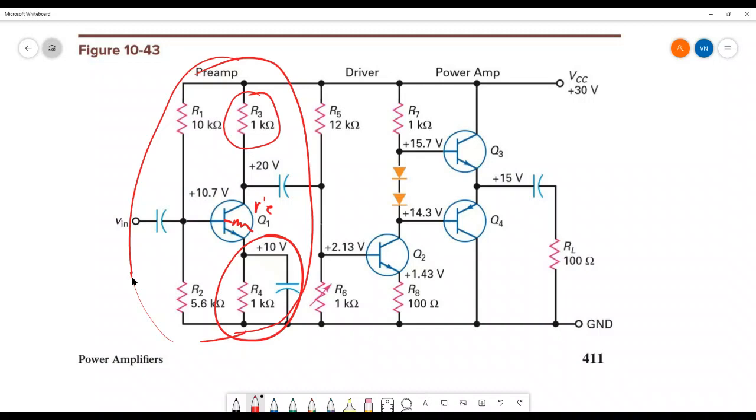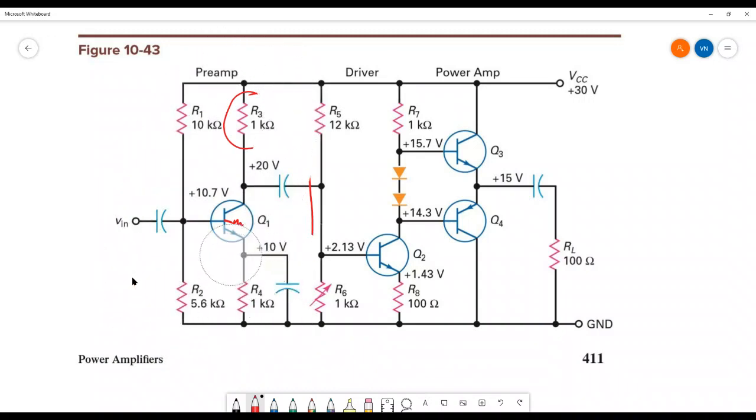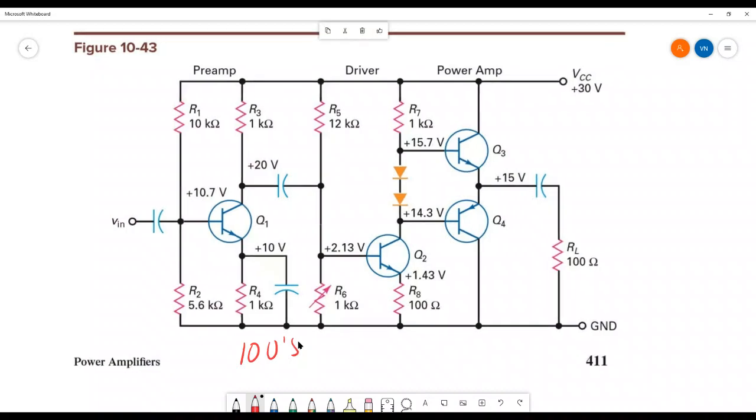So you can't throw out R prime E as a function of estimating. And if I were to estimate the gain on this one, I'm going to figure that R prime E is going to be a couple of ohms. So you're going to have a gain on this circuit in the hundreds. And we're going to look at how to calculate that value right now.